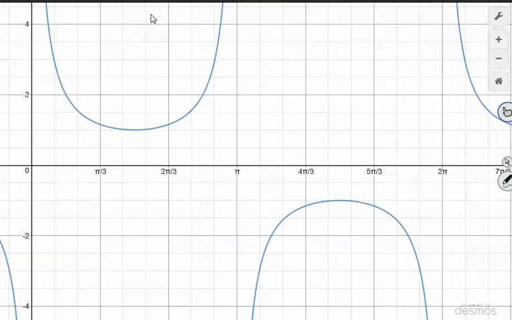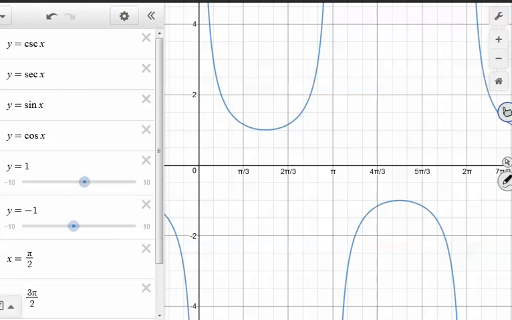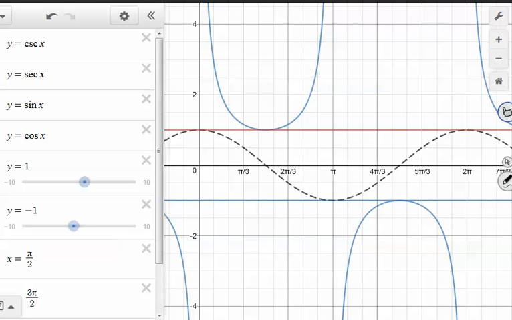Okay, so here's a graph of the cosecant of x. What do you notice about this one? I think you could probably see that we still have horizontal and vertical asymptotes. The horizontal asymptotes do occur at y equals 1 and y equals negative 1. And I'm just going to show you why that is. So here's the cosine, and then here's the sine.